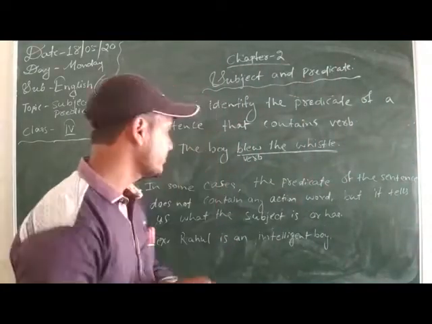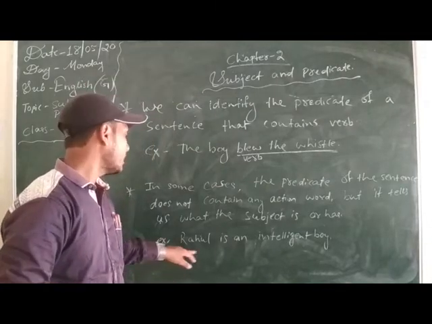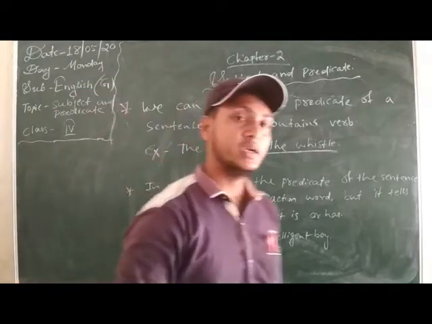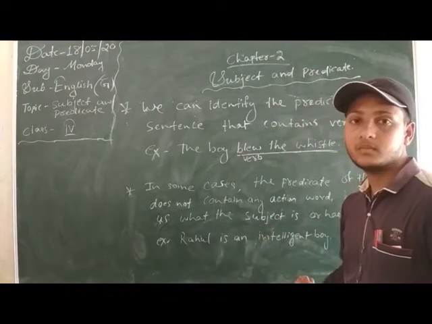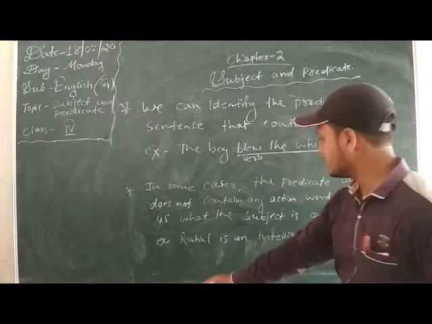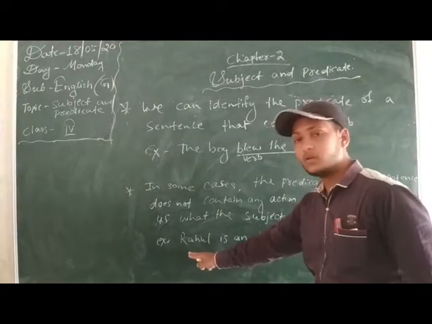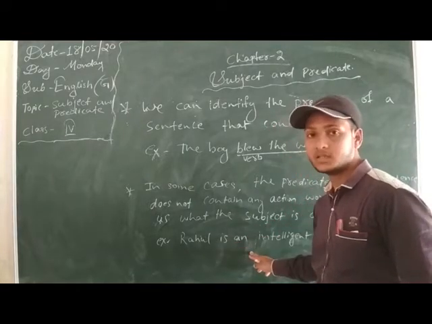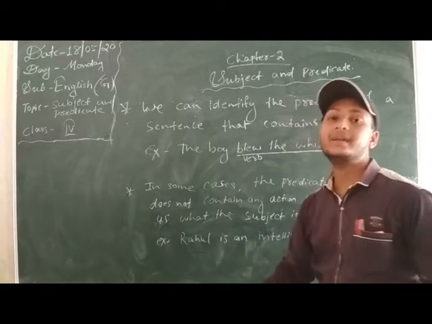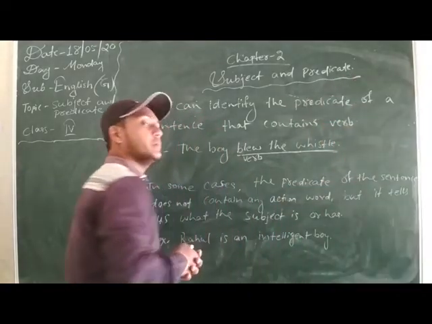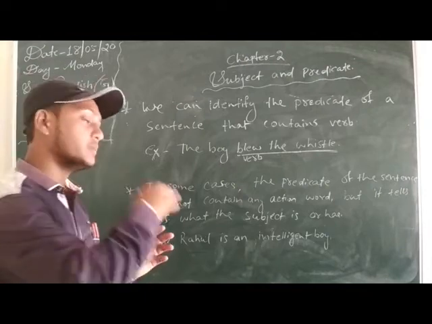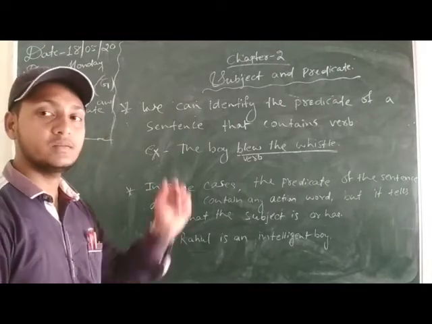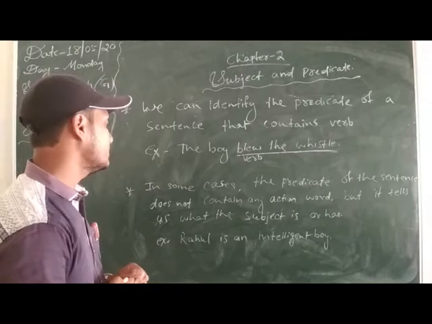Okay, so look at the example. Rahul is an intelligent boy. So here we don't find any verb. We don't find any action words. Do we find any action words here? No. Here we don't find any action words. But the sentence tells us what the subject is.